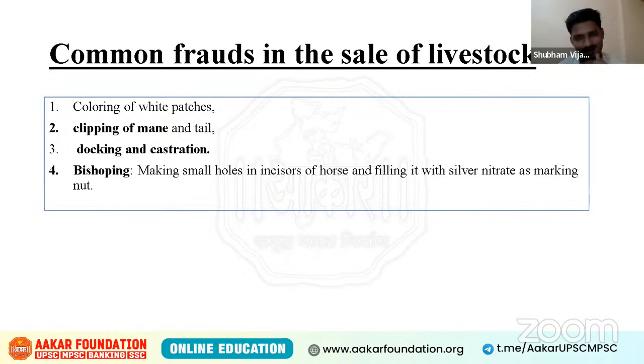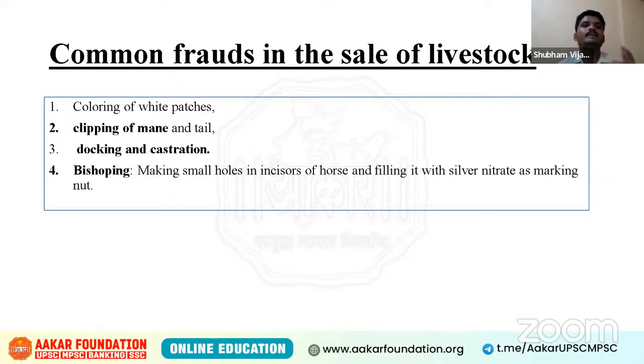Now the next one is common frauds in the sale of livestock, in the sale of meat, and in the sale of milk. We'll take all these one by one. Now a farmer knows that his animal is a little bit old, and he knows very well that he won't get the desired price. He will get a lower price if he sells that animal. So they alter the external appearance of the animal so that it will look young and the price will be more.